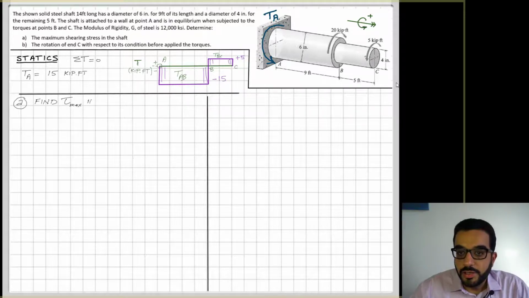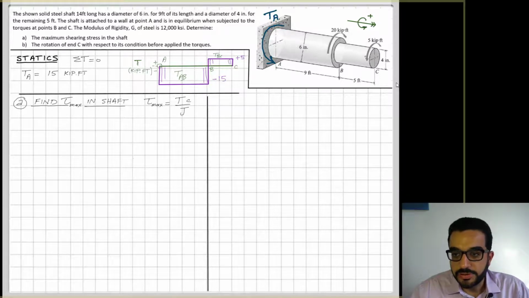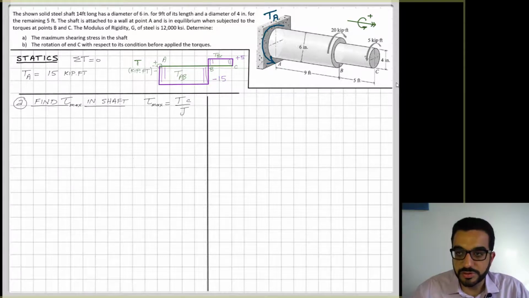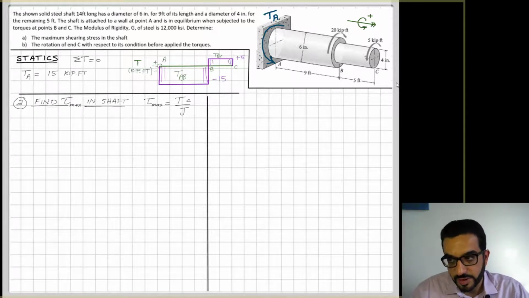Now for part A, I need to find the maximum shear stress in the shaft. We learned that tau max is equal to Tc over J, but this tau max focuses on only one section. Now we need to consider multiple sections along this whole shaft and think about where the critical section really is. I have two homogeneous segments of the shaft, segment AB and BC.